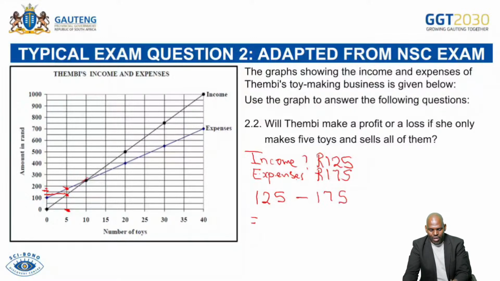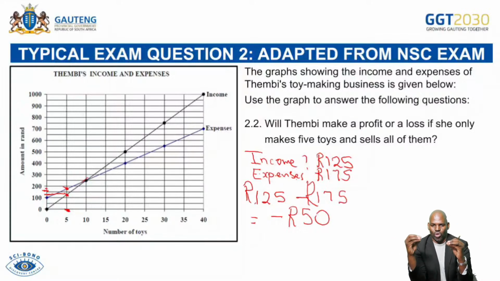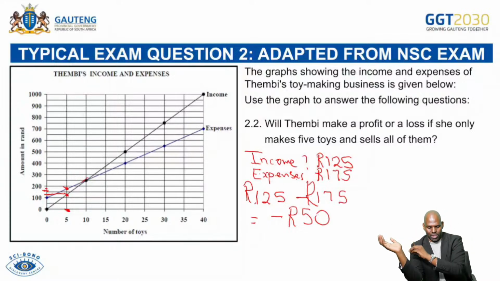Okay, 125 minus 175. So if you take your calculator, 125 minus 175, then you get negative 50. So this is negative 50 rand. So what did we say about subtracting expenses from income? If you say income minus expenses and then you get a positive answer, it means that is a profit. But if you say income minus expenses and then you get a negative answer, that is a loss.